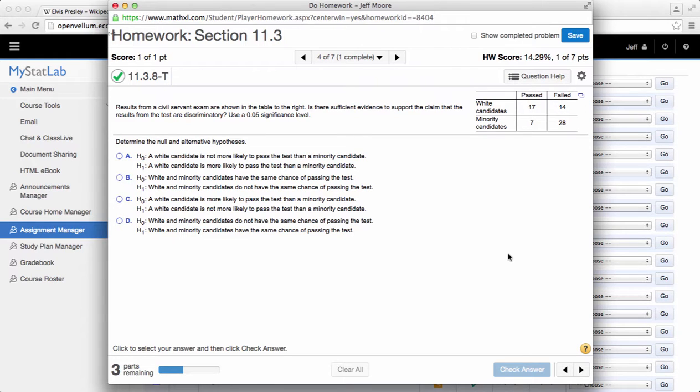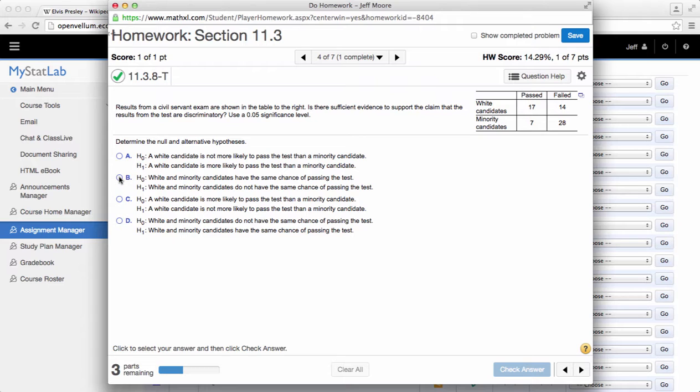Results from a civil service exam are shown in the table to the right. Is there sufficient evidence to support the claim that the results from the test are discriminatory? Use a 0.05 significance level. First, we must determine the null and alternative hypotheses.